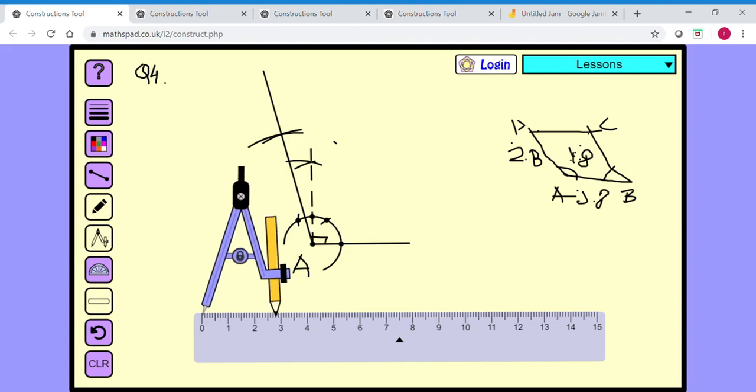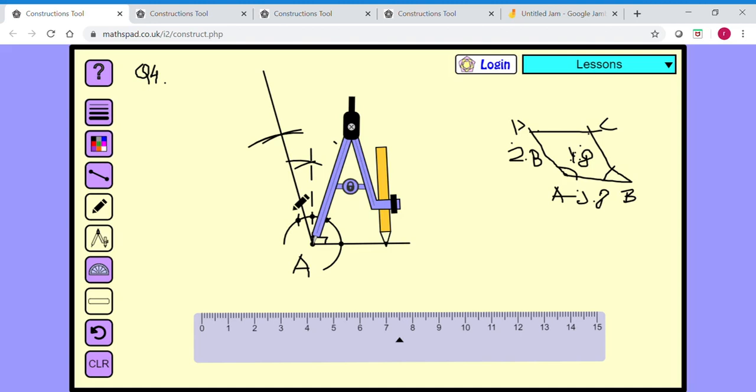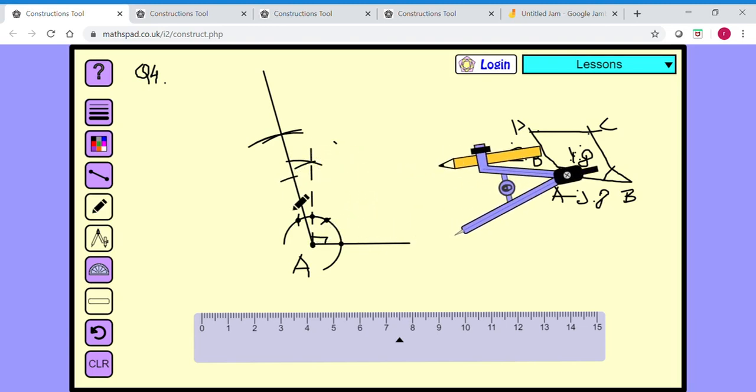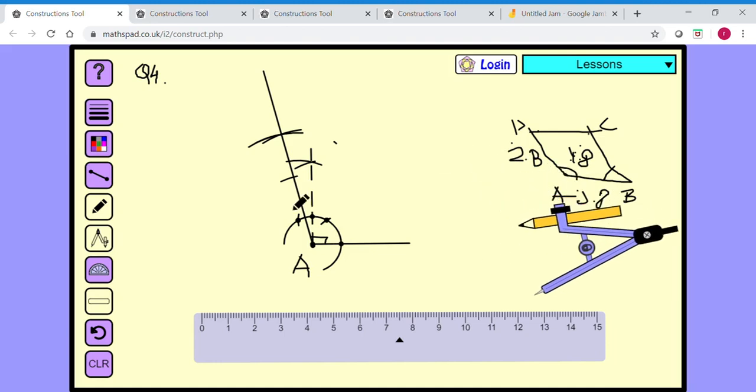Perfect. I pick it up, keep it on A, and cut my line, which is the 105 degree line, to make this arc. And this point is 2.8 centimeter from A and is on an angle which makes 105 degree. So this is my point D. This is 2.8. This is point B, and this is 3.8.